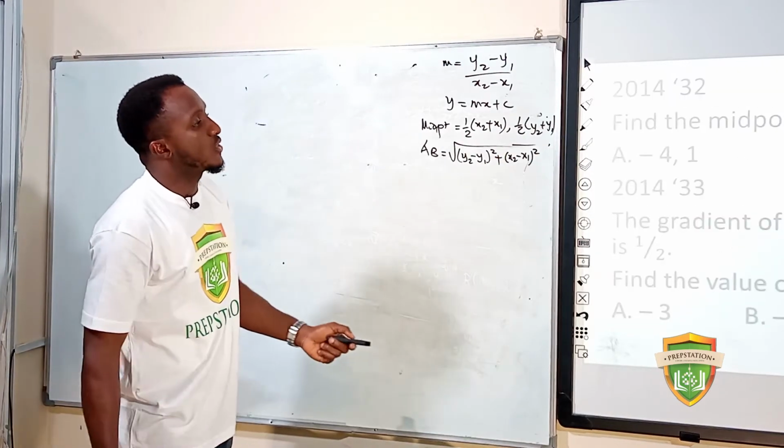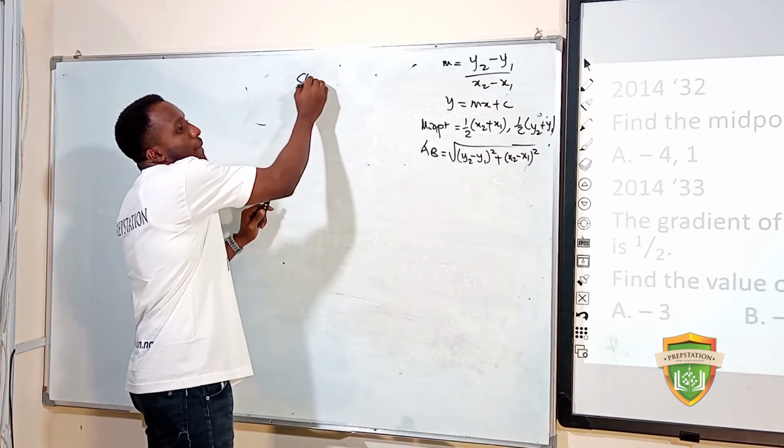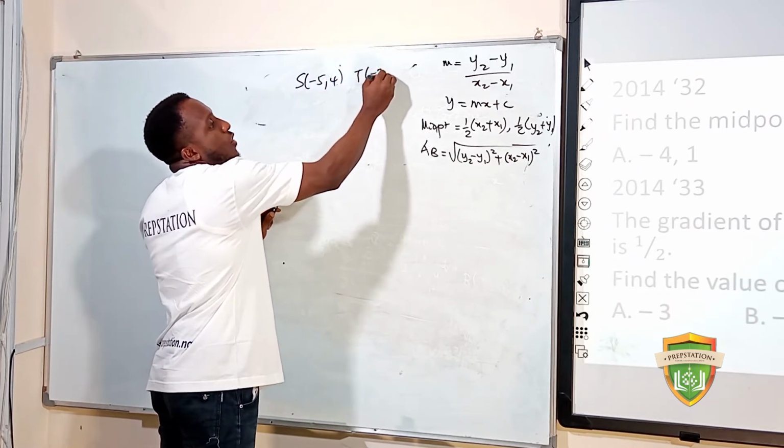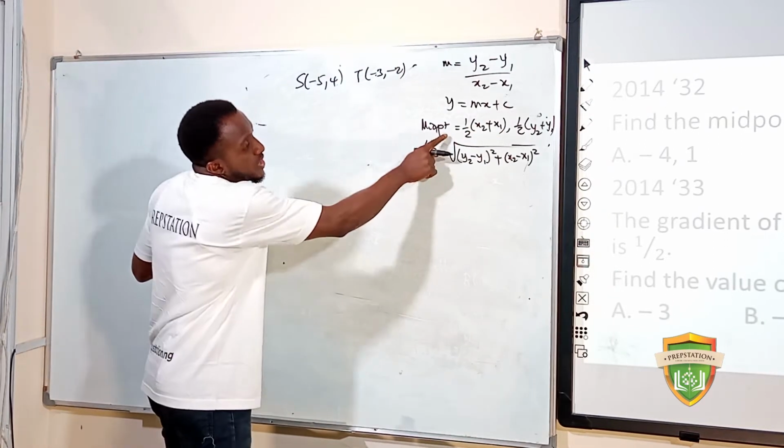Now, so let's go to the first question. Find the midpoint of that. Can you see S and T? S has coordinate minus 5, 4. T has coordinate minus 3, minus 2. So we want to find the midpoint. So we have S minus 5, 4, and T is minus 3, minus 2. What are we to find? Midpoint. So you see the formula?